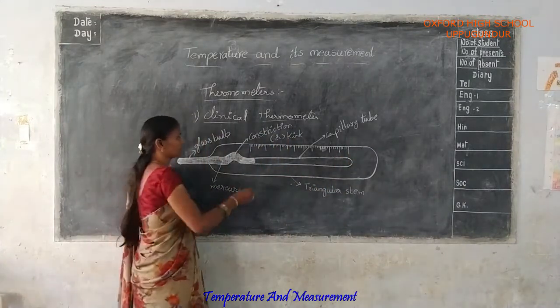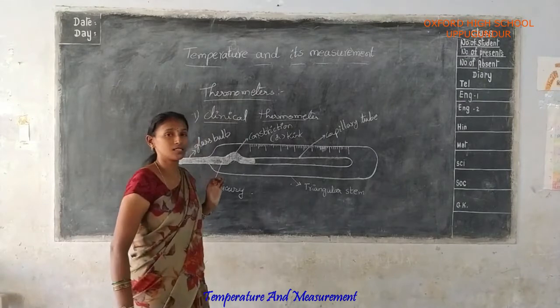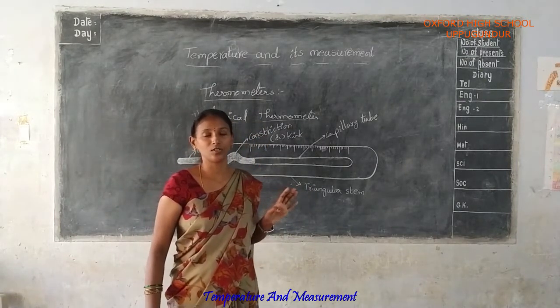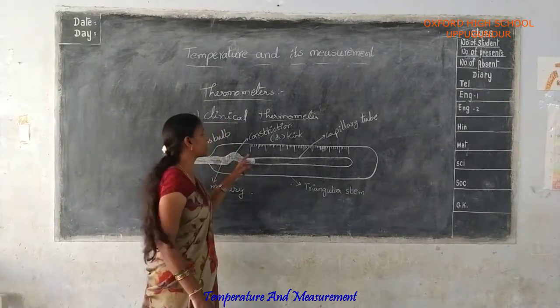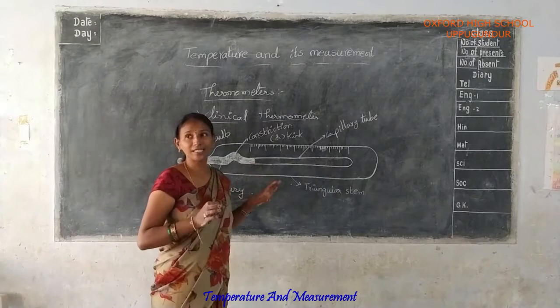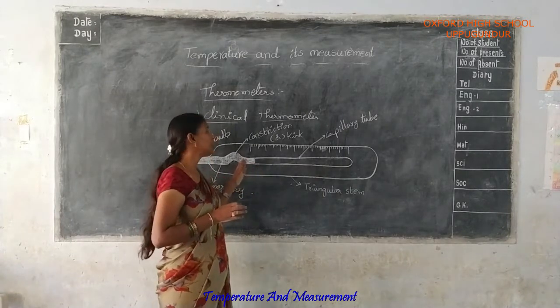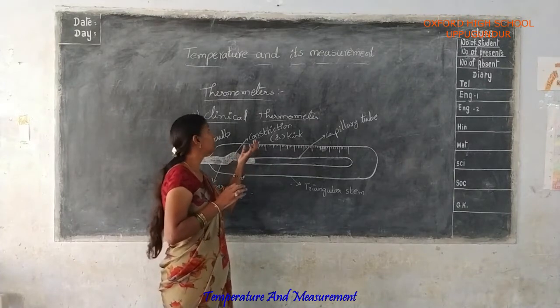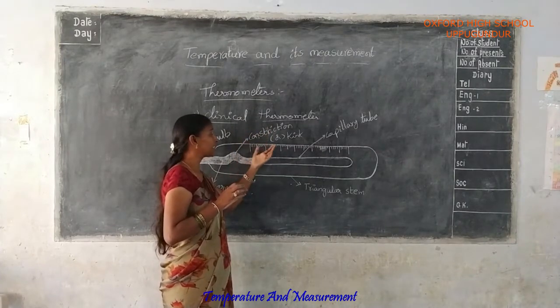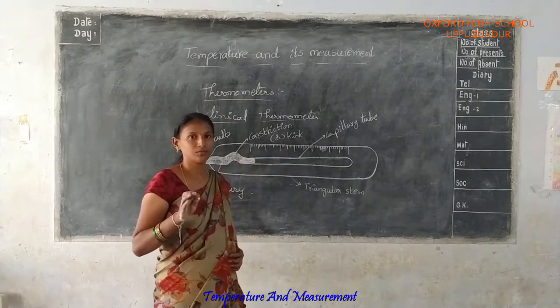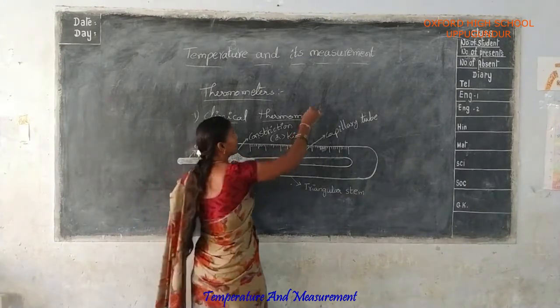So here, see, the starting level is considered: your body temperature is 37 degrees Celsius only. Yes or no? So that's why here the starting level is 35 degrees Celsius only. But here, all of you are observing on the clinical thermometer that 95 degrees Fahrenheit is present.